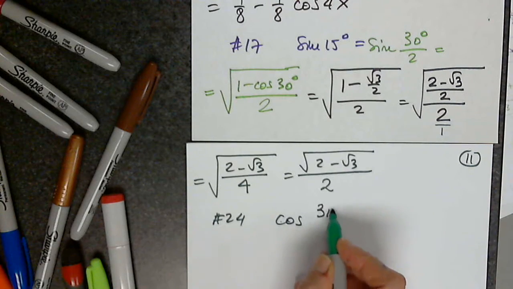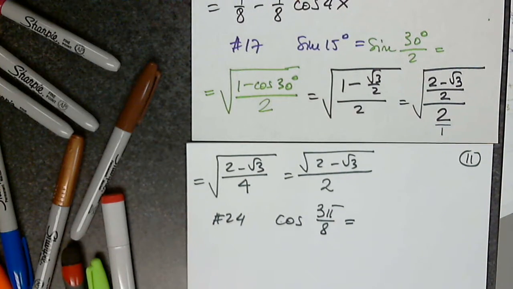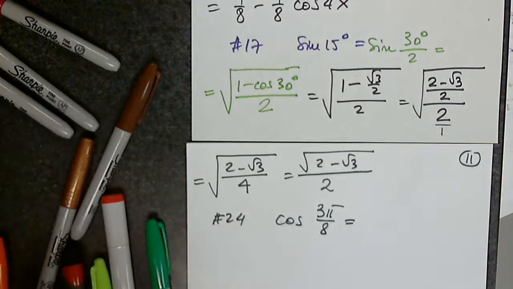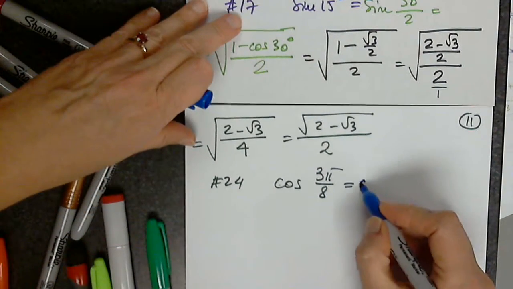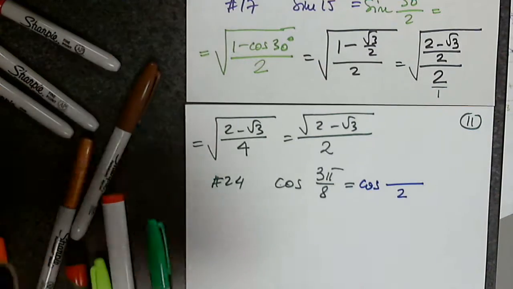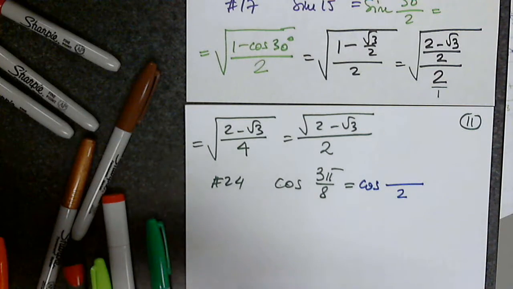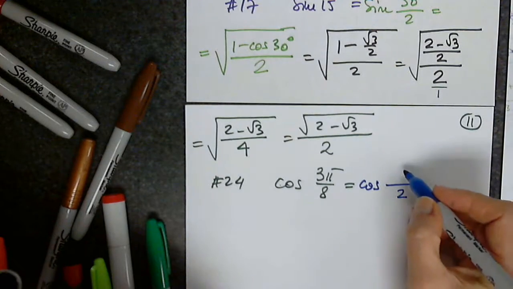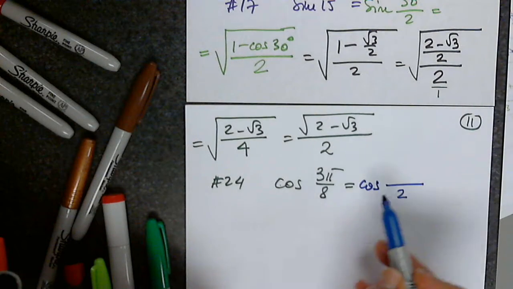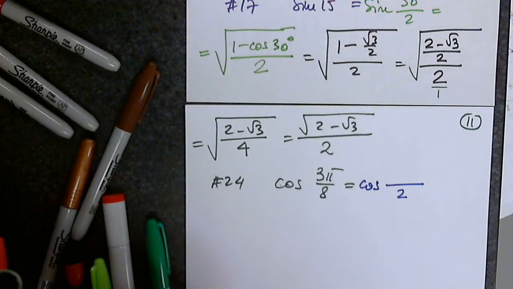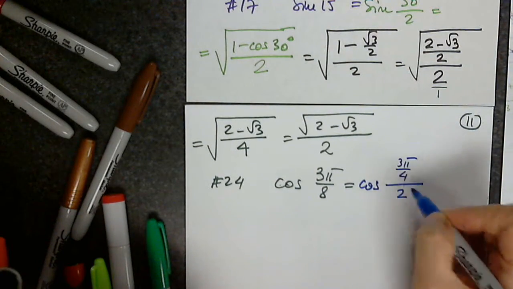So cosine 3 pi over 8. We're asked to use a half angle situation. What is it? Cosine of what? Maybe 3 pi over 8 over 2. But if I put 3 pi over 8 over 2, it'll be 3 pi over 16. Oh, 3 pi over 4. Exactly.